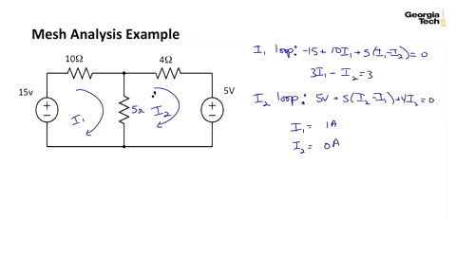Now suppose the original question had been solved for this current right here. Well, if I'm going to use mesh analysis, I first solve for I1 and I2. Those are my unknowns. After I solve for I1 and I2, then I go back and solve for whatever voltages or currents I need to solve for. So everything has to be written in terms of my mesh currents, and those are my unknowns.